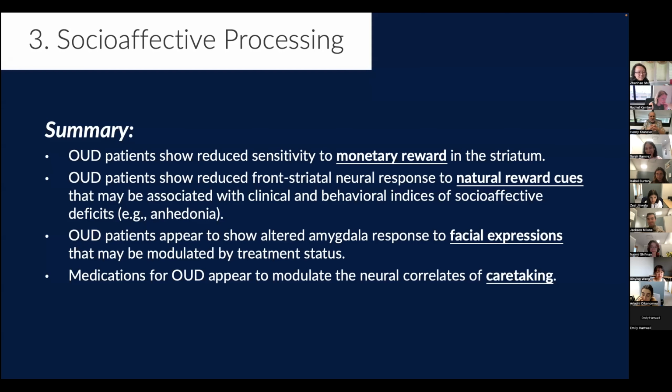To summarize, I know this is a very messy literature, but that's the reality. Basically, OUD patients seem to show reduced neural sensitivity to non-drug reward that might be associated with socioaffective impairments. OUD patients also appear to have some abnormal amygdala response to emotional faces that might be modulated by treatments. And treatment also seems to modulate the neural correlates of caretaking. Not very conclusive at all.